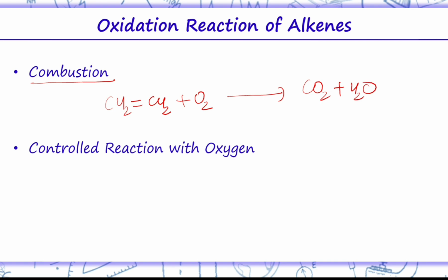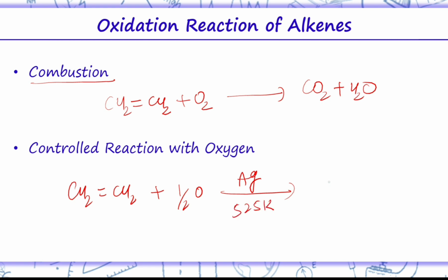Next, controlled oxidation. Controlled oxidation means a limited supply of oxygen. Like we have CH2=CH2, when it is heated in the presence of silver as catalyst at 525 Kelvin, it gives epoxyethane. So we get over here CH2-O-CH2. This is known as epoxyethane.